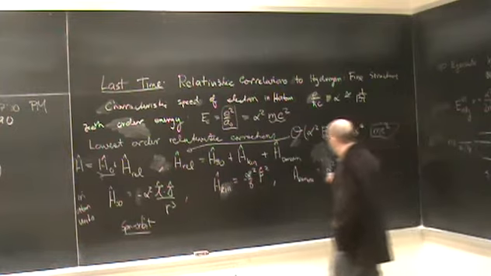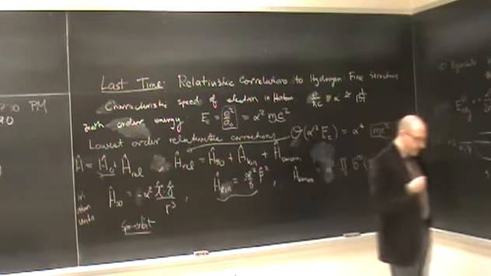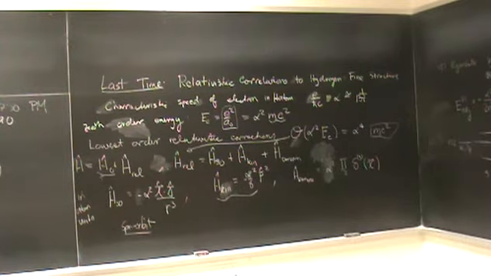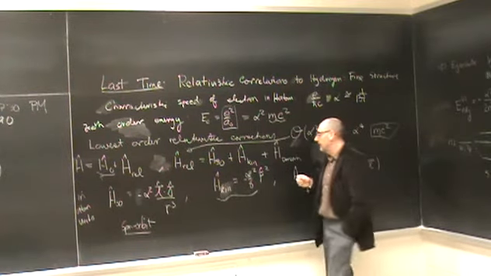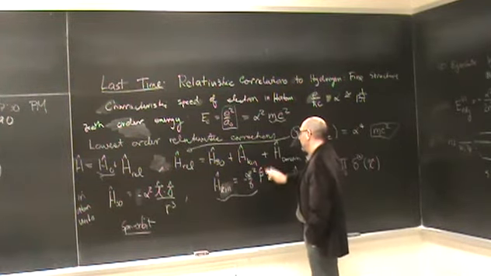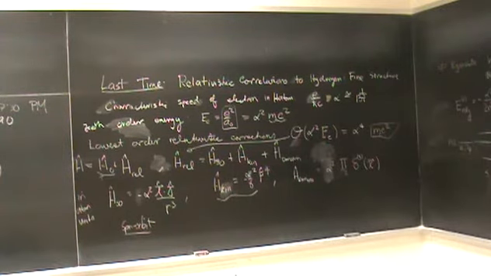In addition, there are a couple of other corrections. One is the correction to the kinetic energy, when you think about relativistic kinetic energy. This should be alpha squared p to the fourth, pardon me. This is all in dimensionless atomic units.